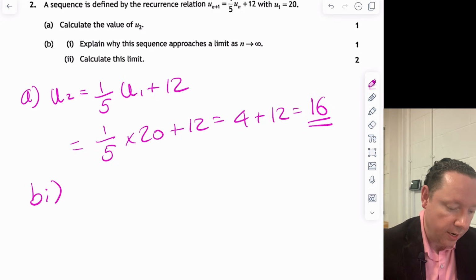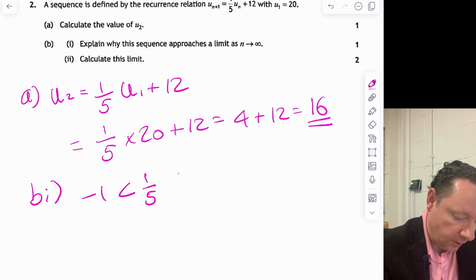Part B, I. Why does it approach a limit as n goes to infinity? Because minus 1 is less than a fifth, which is less than 1, therefore the limit exists.